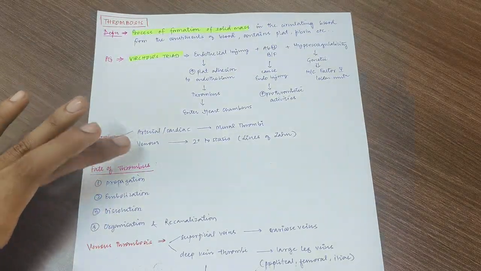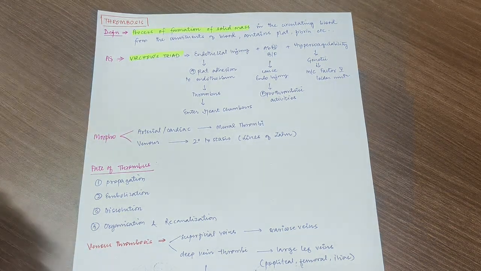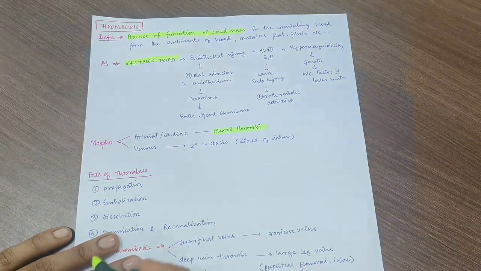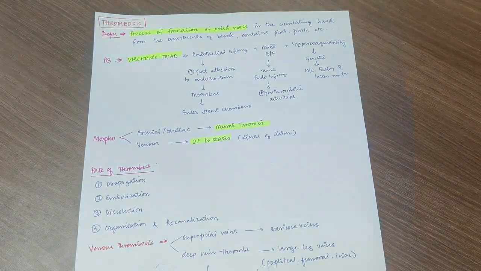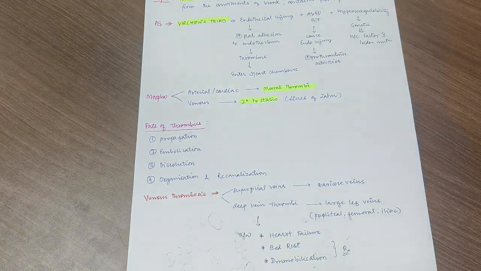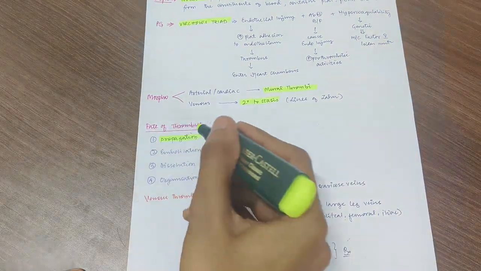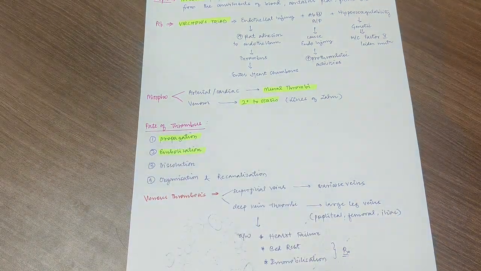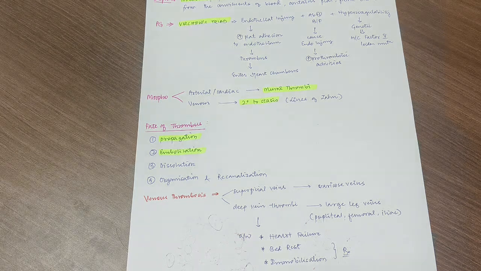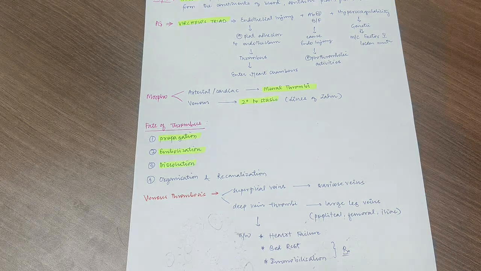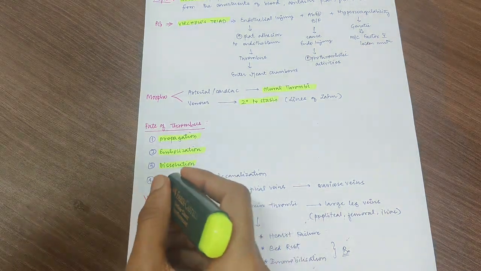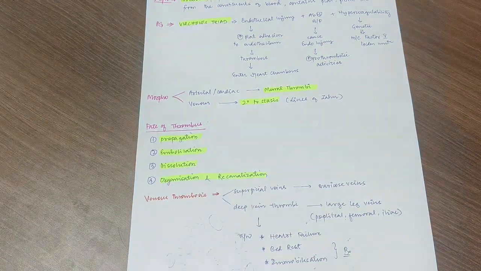Morphologically, there are two types, arterial and venous. Arterial is also called cardiac, and that leads to mural thrombi, whereas venous is always secondary to stasis. What is the fate of thrombosis? This is a 3 mark question. One is propagation: the thrombus will become big, that is called propagation. Next is embolization: the thrombus will become an embolus, that is called embolization. Next is dissolution: the thrombus may dissolve, that is called dissolution. Next is organization and recanalization: it becomes organized and becomes recanalized.